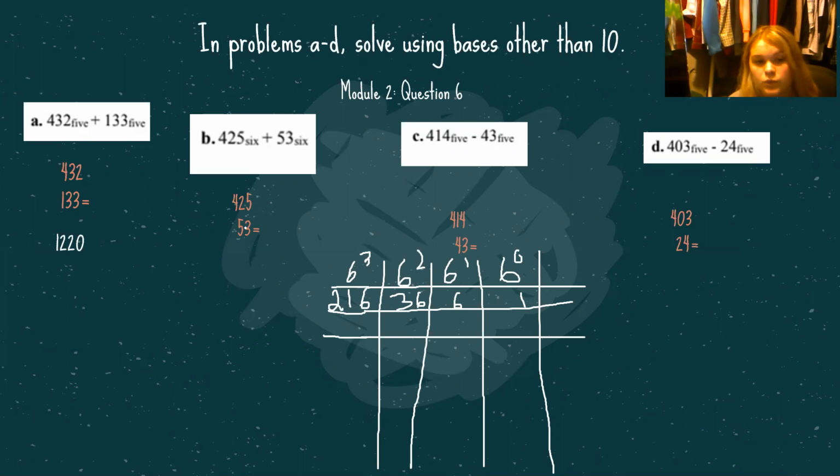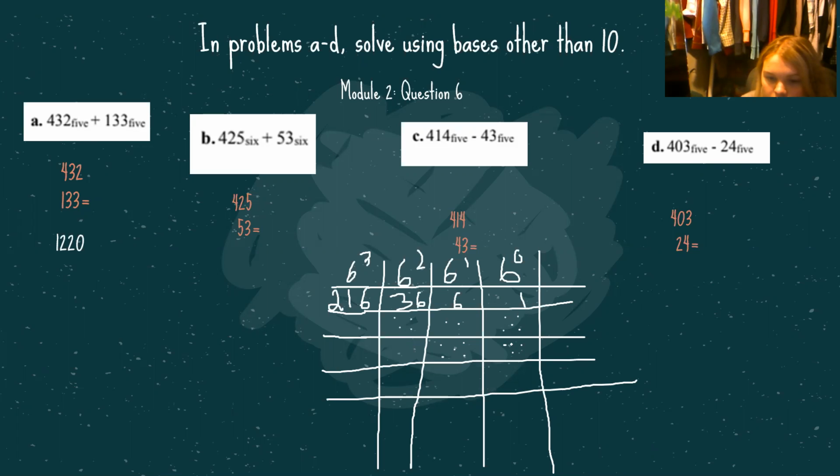So we're going to go ahead and do our dots. We'll do 425, so we have 5 dots, then 2 dots, and 4 dots. So now we have 53. So we're going to do 3 dots and 5 dots. Because we don't have a third digit, we're only doing 425 plus 53. So add these dots together, and we get 8 dots. Now, 8 is too many to fit in a base of 6. So we are going to group these 6 together.